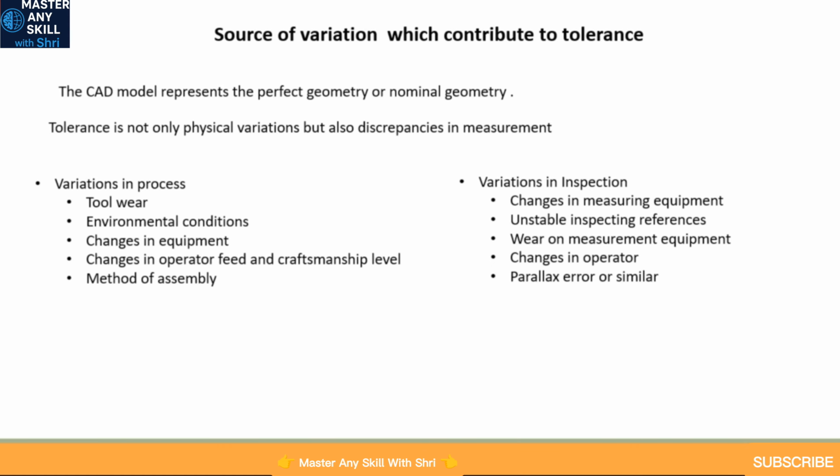And finally, there can be errors like parallax error, which is basically the error in taking readings. When the inspector is taking readings from a scale, parallax error can occur, or similar types of errors while taking observations. All of these will contribute to variations and hence will contribute to the tolerance on a specific dimension of a part.